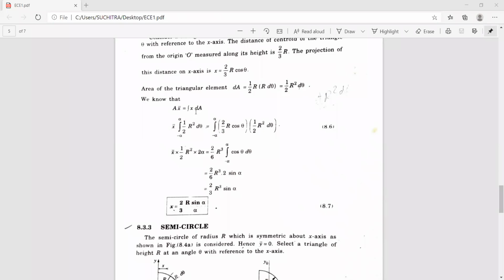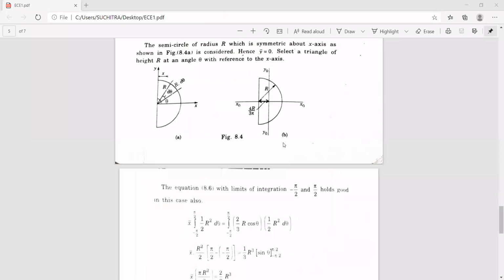Ax bar is equal to integral of x dA, and x is nothing but 2/3 r cos theta, and dA is nothing but the area of the triangular elemental area, that is half r square d theta. So the same equation holds good, only the limits of integration have to be changed. In the earlier case, for the center of a circle, we have taken the limits of integration minus alpha to plus alpha, whereas in the case of a semicircle, we have to consider the limits of integration as minus pi by 2 and plus pi by 2.